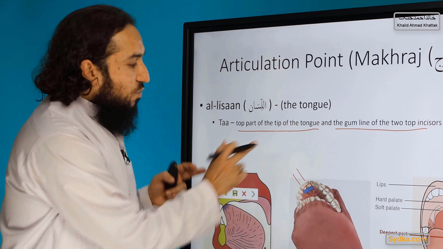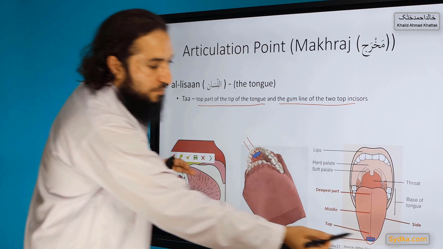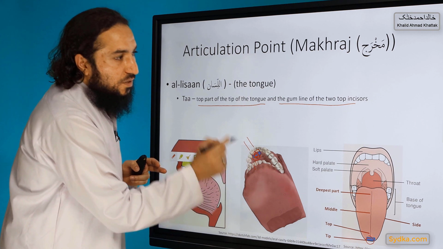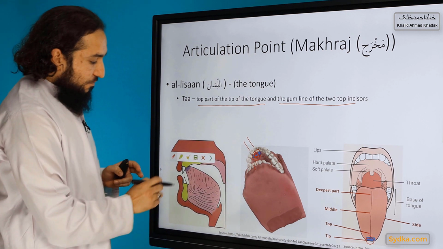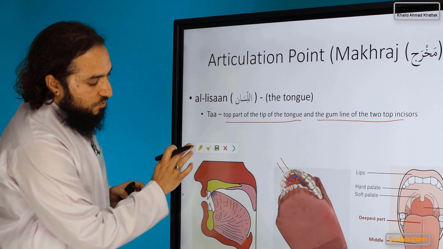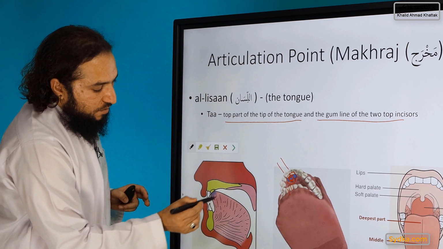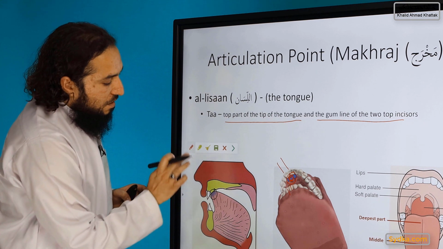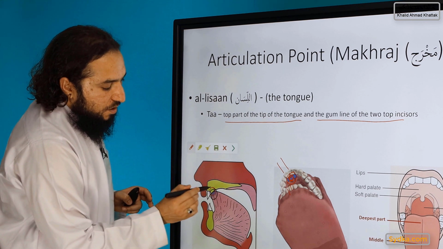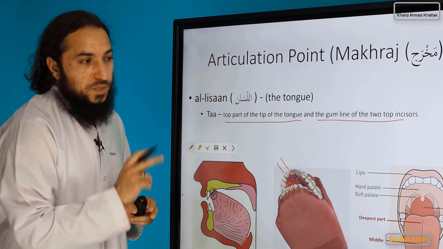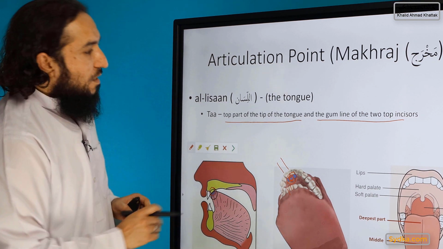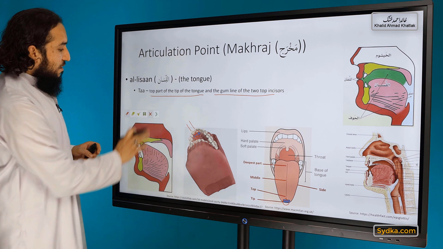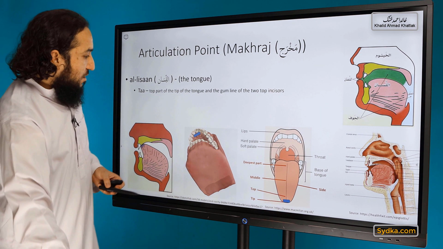So for this one, we use the top part of the tip of the tongue and the gum line. This is the gum line of the top 2 incisors. You can see it in this diagram as well. We use the top part of the tip of the tongue and the gum line of the top 2 incisors. Let me explain further with the 3D model.